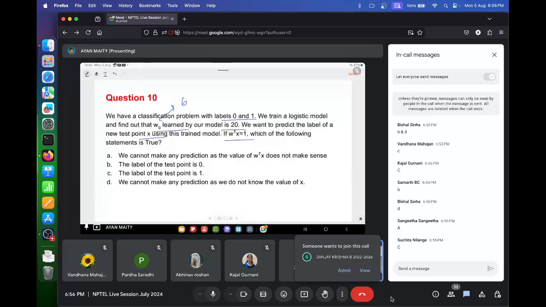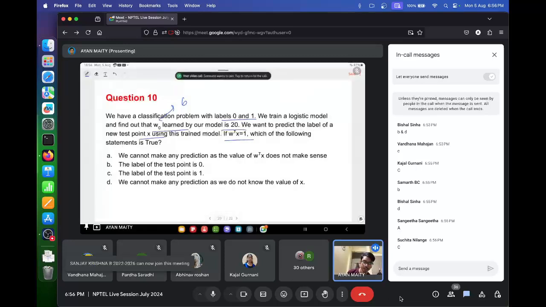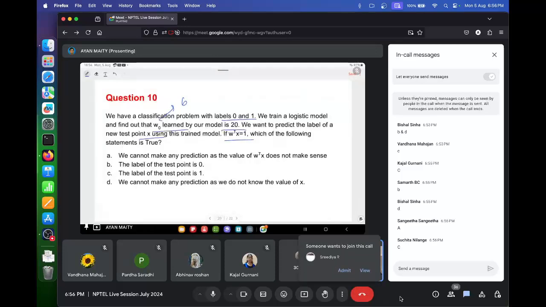Kajal says C, Samarth says B, Vishal says D. Sangeeta says A, Suchita says C.